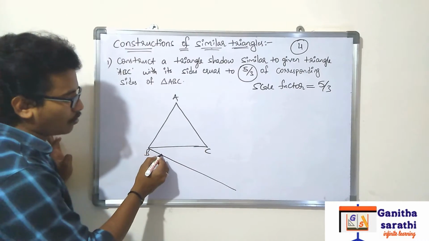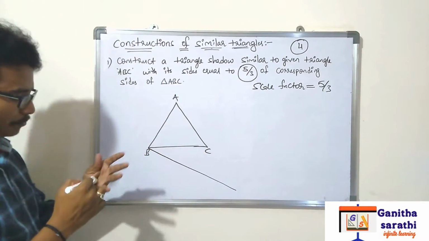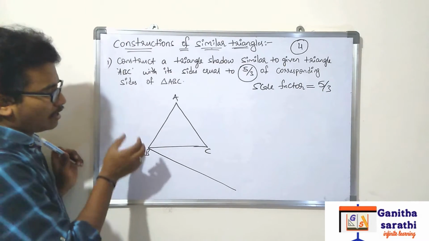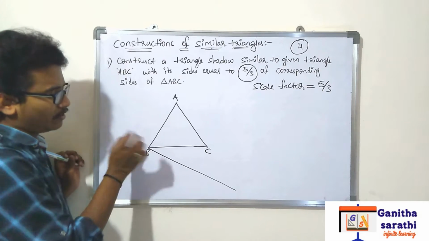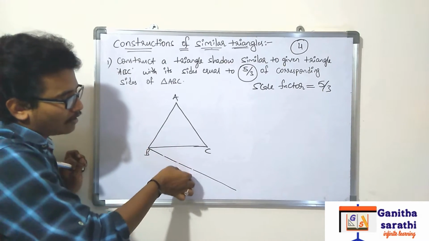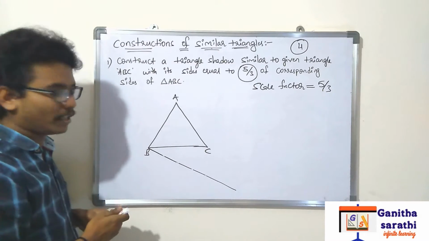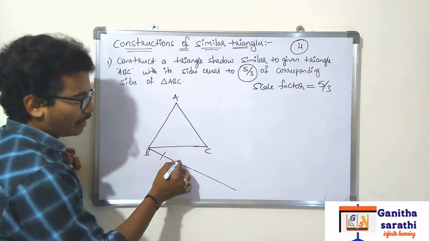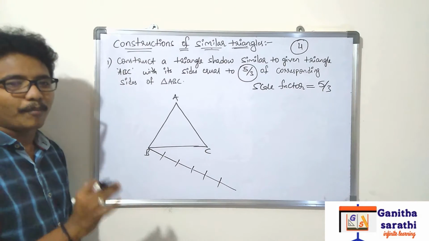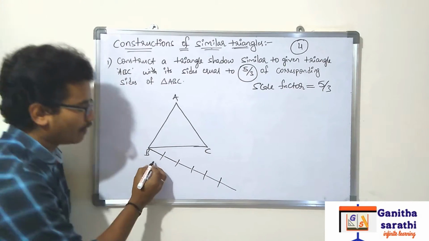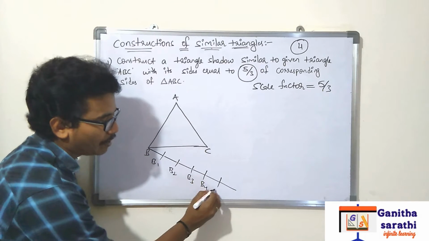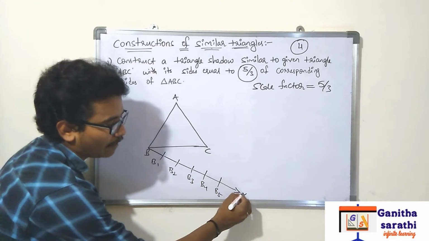Now you should take a compass. By taking the compass, take 1 centimeter, take some measurement and draw 5 parts like this. Understood? You can take any measurement, but draw 5 parts without changing the measurement of the compass. So this will be B1, B2, B3, B4, B5, and the line will be BX.